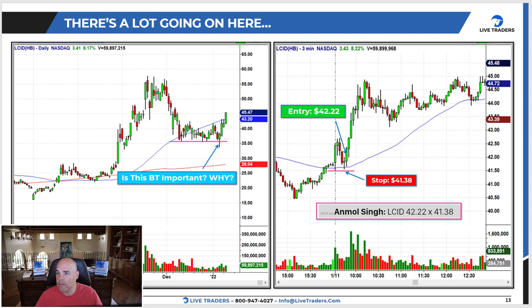Now, this one, there's a lot going on here. Just as this chart says, this is on Lucid. So let's break this down. Let's dissect this. We have a daily chart. What's this, by the way? Range expansion bar, right there, over here from late October, early November. You're breaking out of a range expansion bar. And what did it do? It expanded the range of this stock from 30 to 55, 57 bucks.